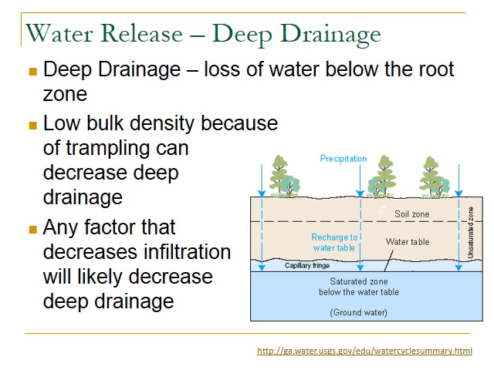Deep drainage is the loss of water below the root surface, and if you have high bulk density because of trampling, you can decrease deep drainage. So you want to keep the water moving through the soil into the landscape. Generally, you want to keep it in the root zone, but as it moves down into the water table, you can affect it with grazing or fire. Any factor that decreases infiltration will likely decrease deep drainage and will decrease the amount of water that actually ends up in the water table.